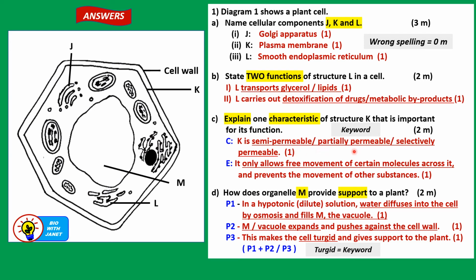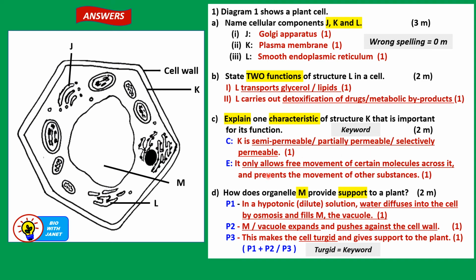The textbook uses the word partially permeable in chapter 2, and in chapter 3 the word selectively permeable is used. Sometimes generally it's described as semi-permeable. So any one of these three can be accepted. Make sure you have the special term. If you write K is not very permeable, then it's not correct already. We must have these keywords.